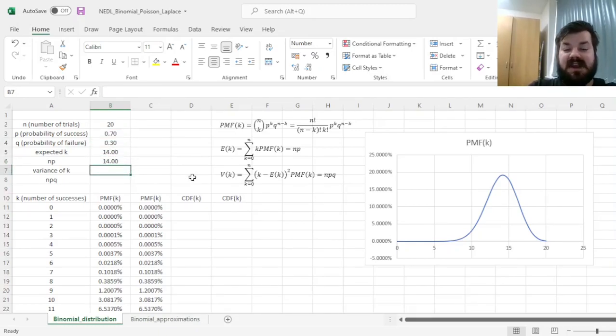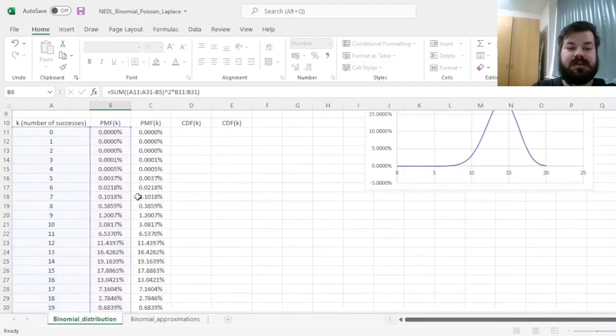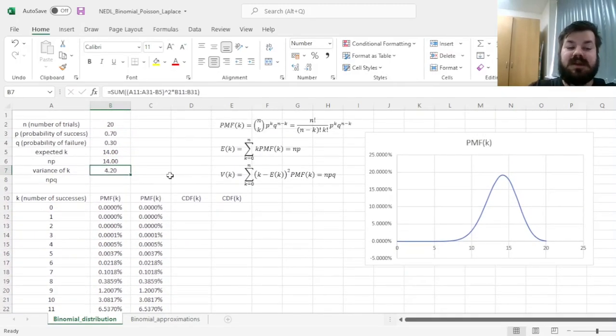If we calculate the variance of k, how variable, how volatile is the number of passing students, we can, first of all, use the definition, the sum of weighted squared deviations from the expected value, so the sum of k minus the expected k squared, weighted by the respective probabilities, so probability mass functions. And we see that the variance of k is 4.2, meaning that the standard deviation of k is slightly in excess of 2. So on average, your number of passing students would deviate from 14 by approximately 2. So you would on average expect either 12 passing on the lower end and 16 passing on the higher end.